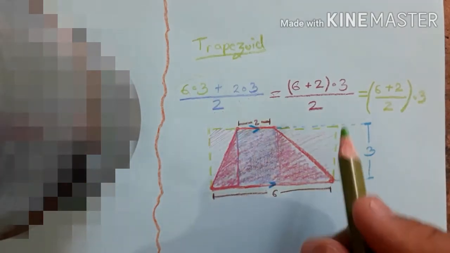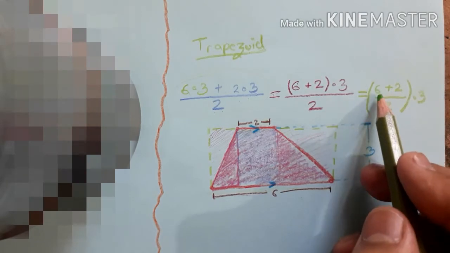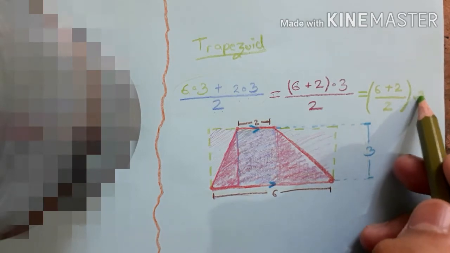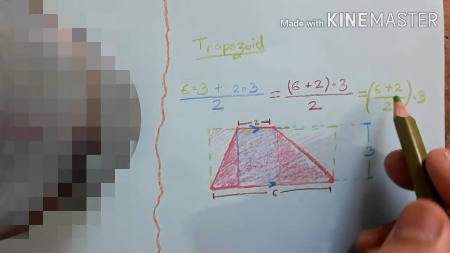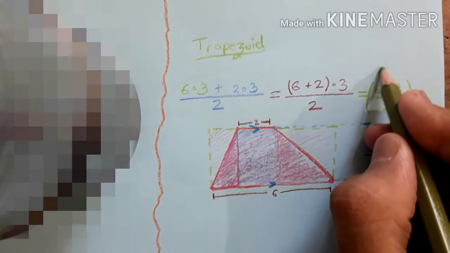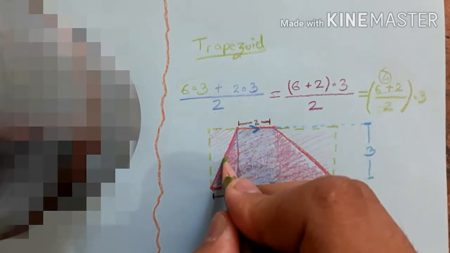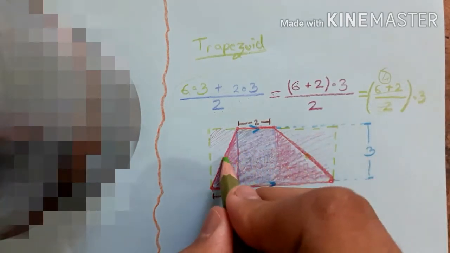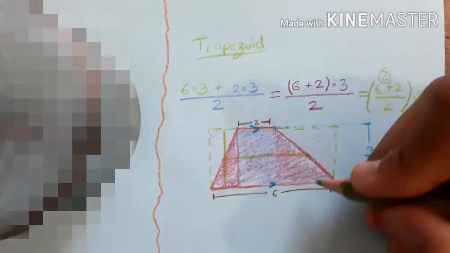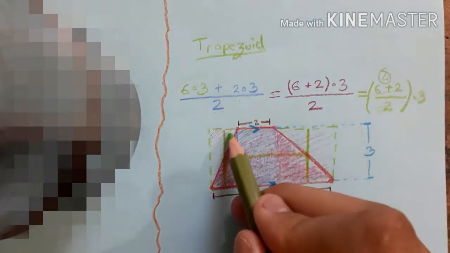6 times 3 plus 2 times 3, over 2. 6 plus 2 times 3, over 2. If you take the average of these two lengths, (6 plus 2) over 2 is 4. So that would be a width of 4, and it would look something like this. That is exactly halfway in between the area of the smaller and the larger rectangle. We'll shade it out.